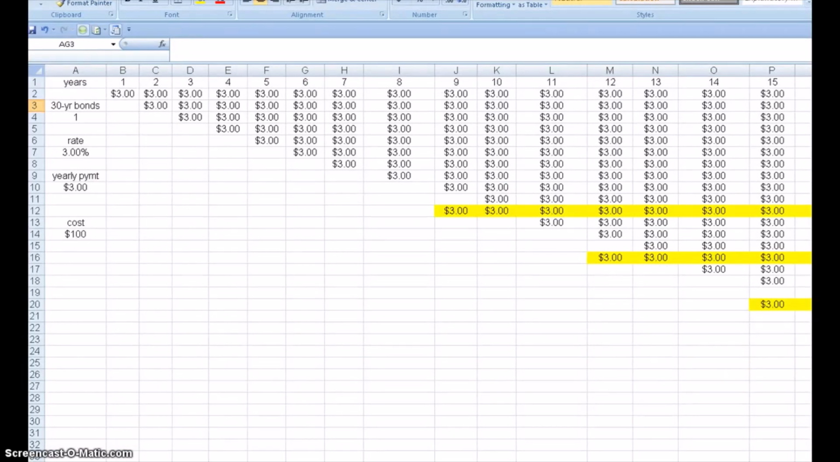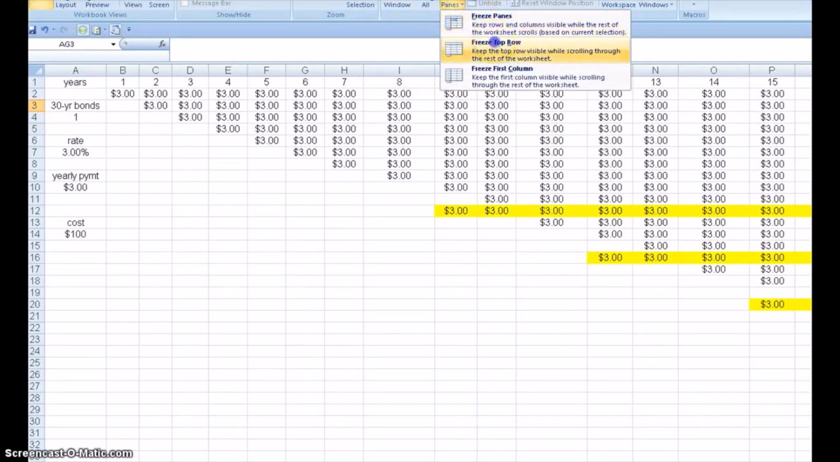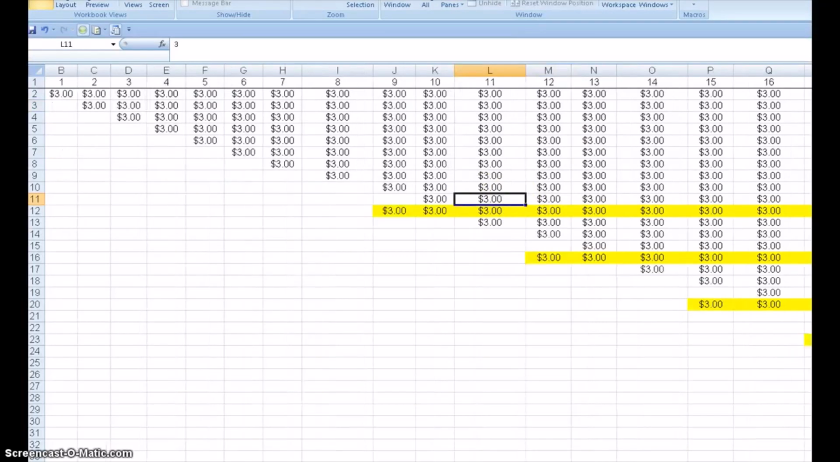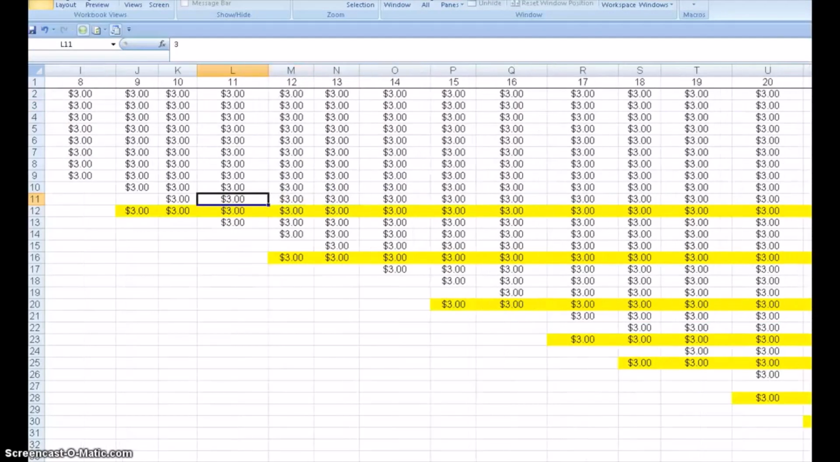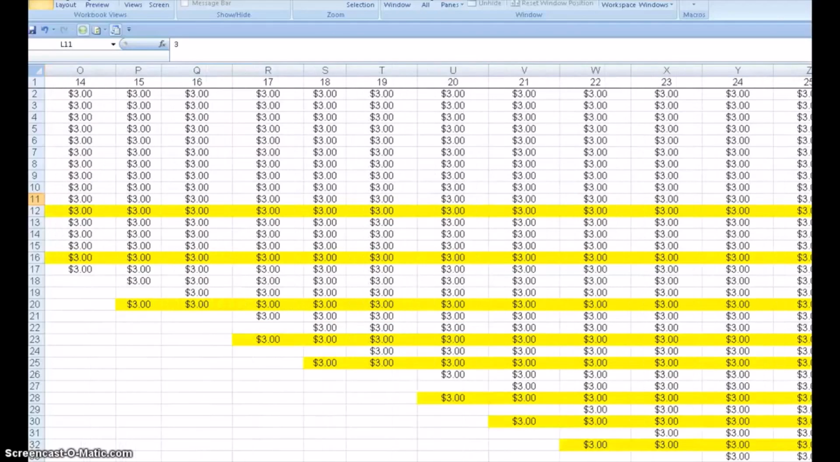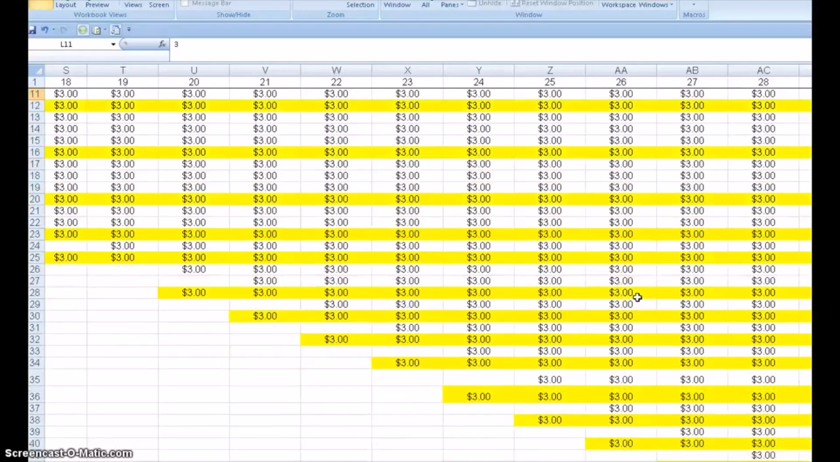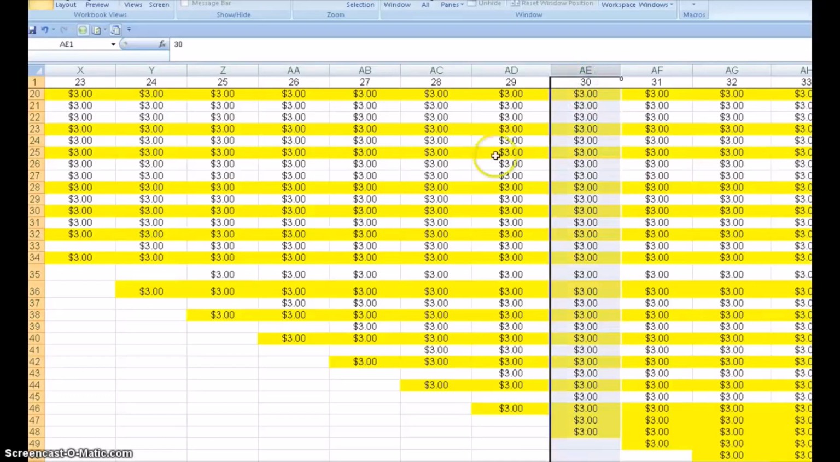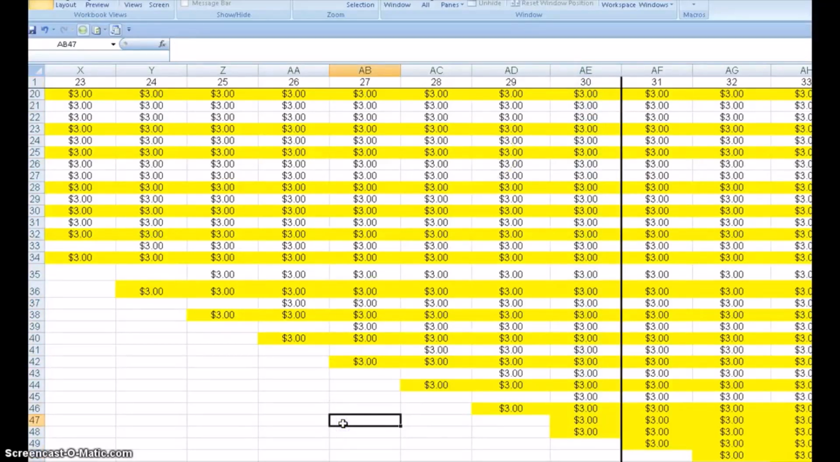So I'm just going to scroll over. Let me actually freeze the top pane there. I think it might help. Freeze the top row. Okay. So every year, like I said, I'm buying a new bond. Just 30 years. So every year for 30 years, I'm buying a new bond.